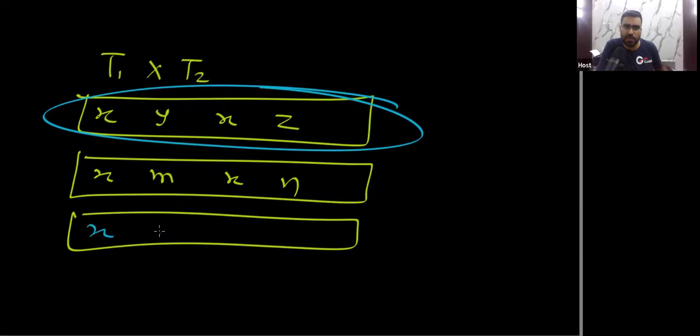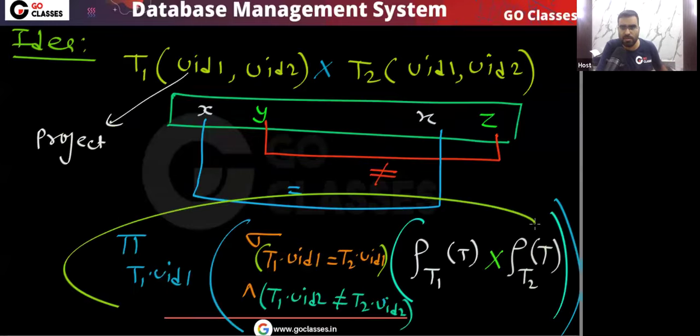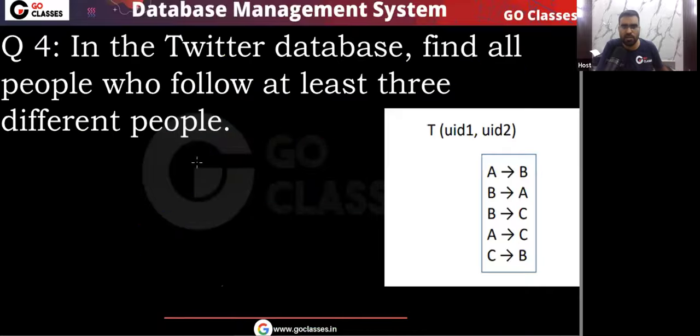So there can be this type of tuple. For example, X follows Y, X follows P. Okay, so like this. But this type of tuple is enough to say that X follows at least two different people. Okay, so this will be the query. Very simple. Now let's move on.